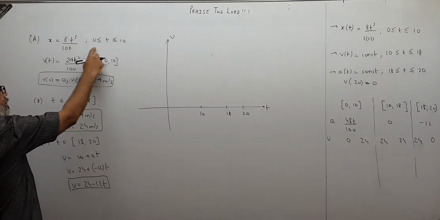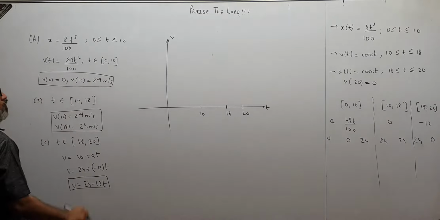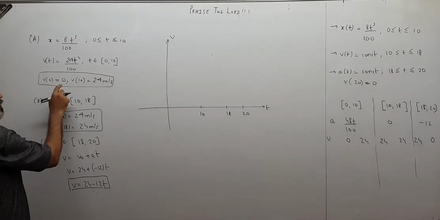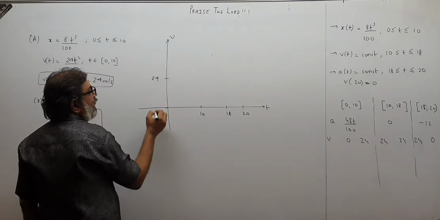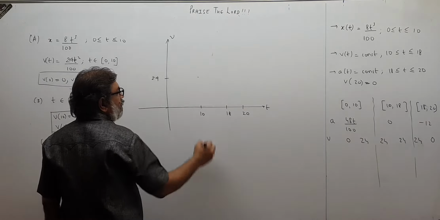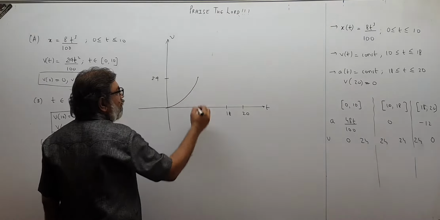From 0 to 10, the relation is parabolic because v is raised to 1 and t is raised to 2. And velocity starts from 0 to 24. So from 0 to 24, we can think like this. At 10 seconds velocity is 24. And the graph will be parabolic. So t square means it will go like this.